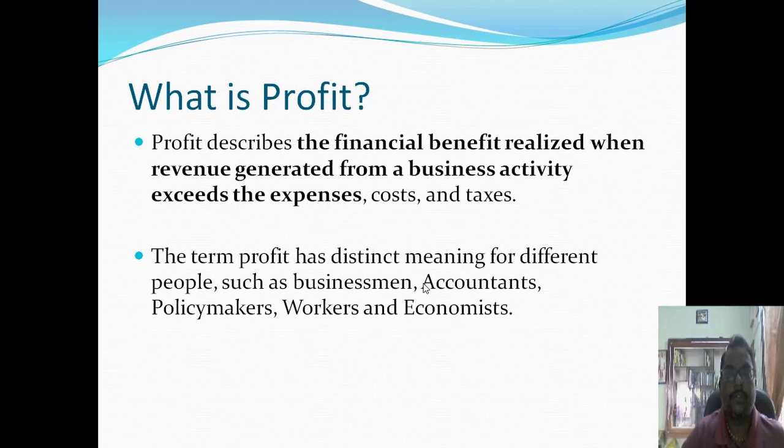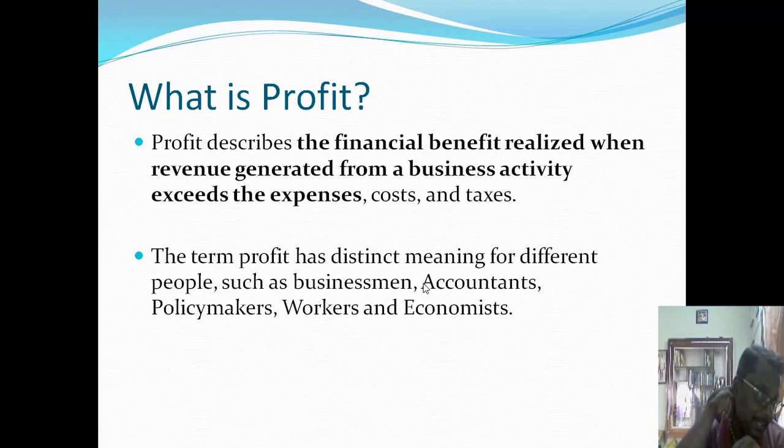Here come the questions. What is profit? This fourth unit is fully about profit. So first we should be very clear about what profit is. It's very simple and self-explanatory. Even a 10th standard student can answer what profit is.